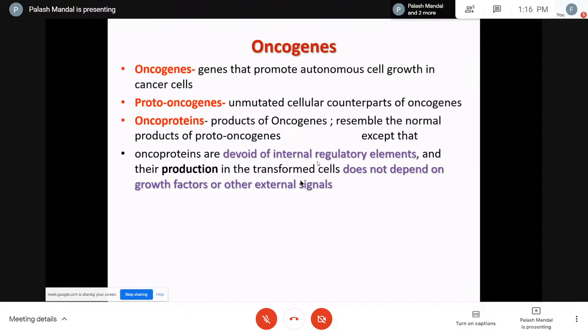That is a very important point, because that is the crux of the story which leads to the formation of a tumor, or tumorigenesis. Their production in the transformed cell does not depend on growth factor or other external signal. This is again very important, because they become autonomous. They do not need any growth factor. Once the oncoproteins are generated, they do not need any further support. They are self-sufficient, and they lead to self-destruction as well.